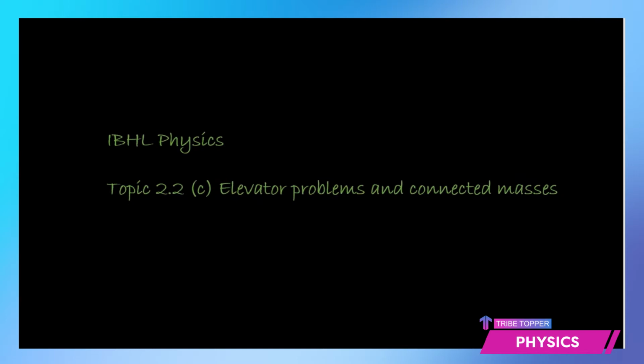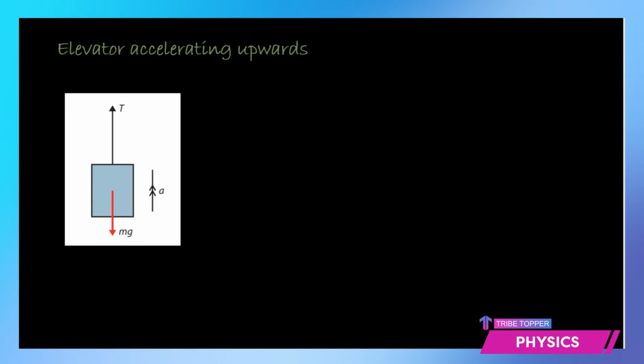In this video, you are going to learn some elevator problems and connected masses. Whenever you are given the elevator problems, you have to analyze whether it is going up or going down first of all. Now in this particular case that I have chosen, the first one is elevator is accelerating upwards. This automatically indicates that the resultant force, which we write as F net, is upwards, right? Because acceleration is always in the direction of the resultant force.